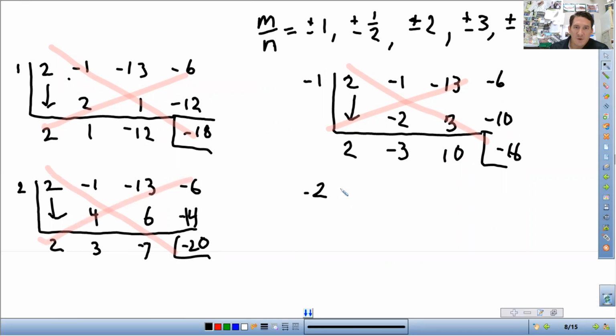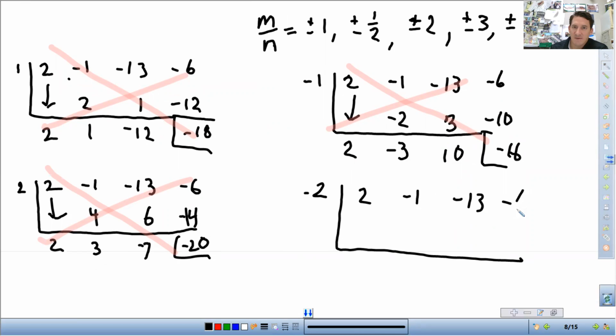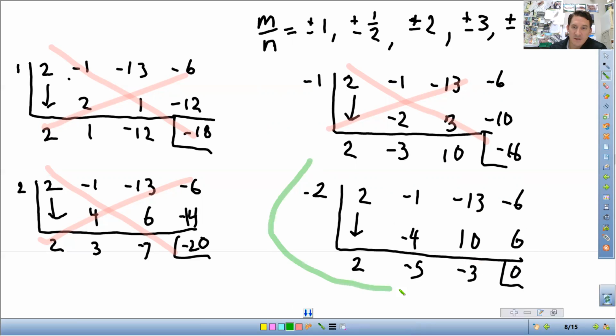So let's do negative 2. So 2, negative 1, negative 13, negative 6. Bring down the 2. 2 times negative 2 is negative 4. Negative 5 times negative 2 is positive 10. Plus negative 13 is negative 3, times negative 2 is positive 6. We get 0. There we go. We finally found a 0. So here it is.